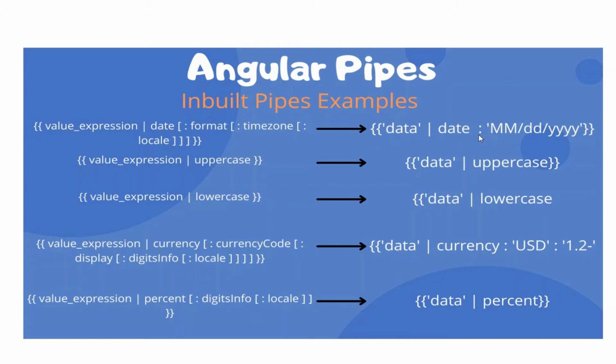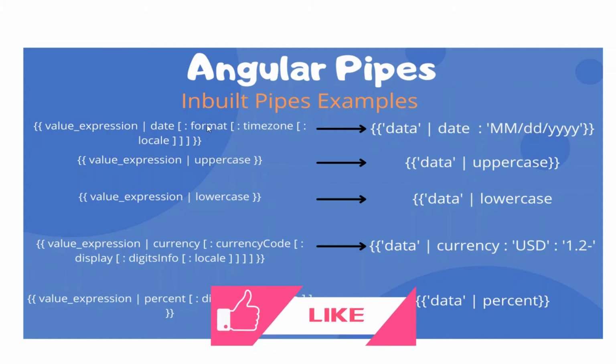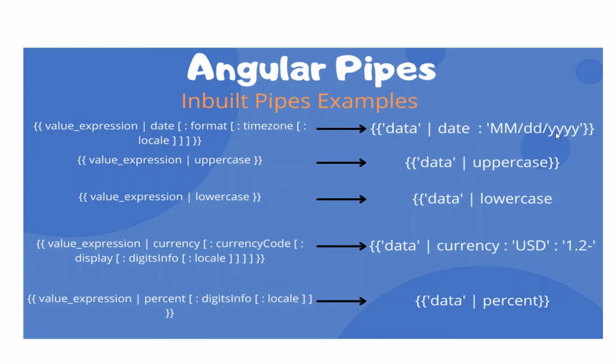So now let's take a look at these examples. If you consider the date pipe, it has a couple of parameters. For any number of parameters that you have in the pipe, you need to use the colon symbol. So that's why date is followed by a colon and followed by the parameter. Here the parameter is the format parameter. You can see the format parameter. So I'm formatting the date in month dd YYYY.